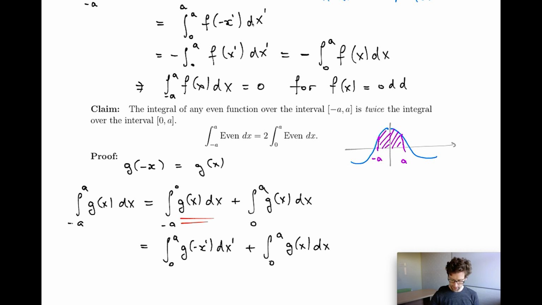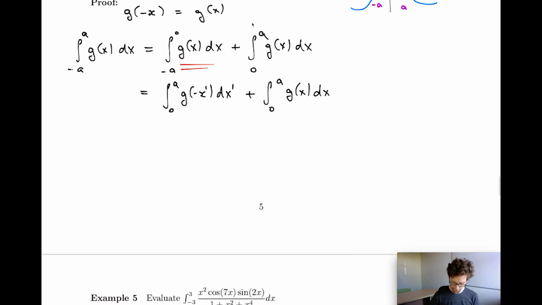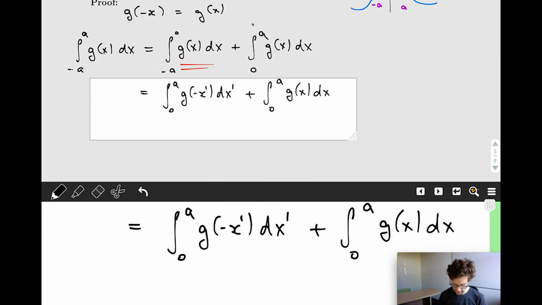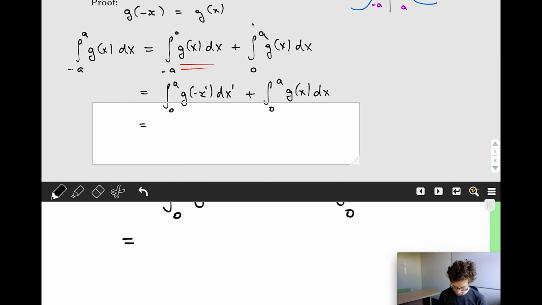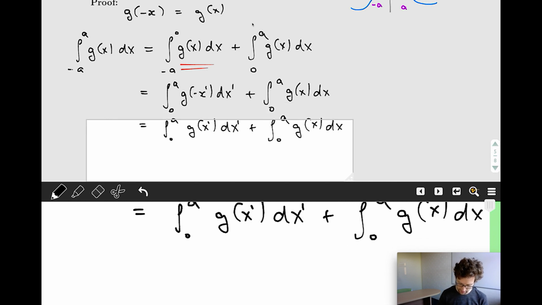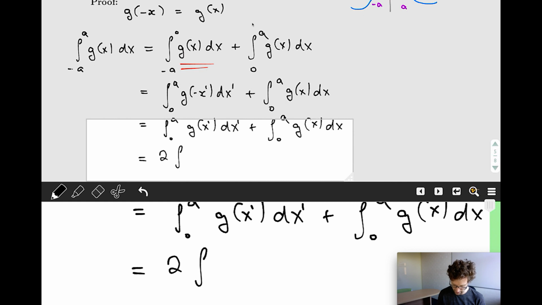Okay, so I know that this is an even function, which means that g of minus x prime is going to be g of x prime. So this thing looks exactly like the second term, except that x prime has been replaced with x. Those are just variables that we're integrating over, so this whole thing will be twice the integral from 0 to a of g of x dx.